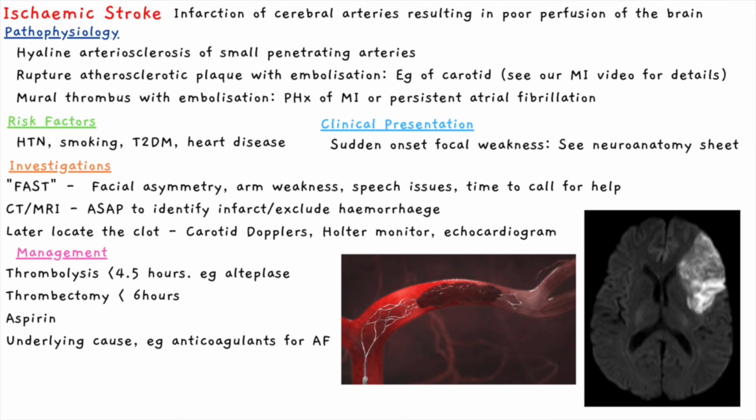Aspirin is an antiplatelet and is less time sensitive, and of course you want to address the underlying cause, for example anticoagulants for atrial fibrillation. These time frames for thrombolysis and thrombectomy are important because you want to reduce complications, the main one being a hemorrhagic transformation of the ischemic stroke.